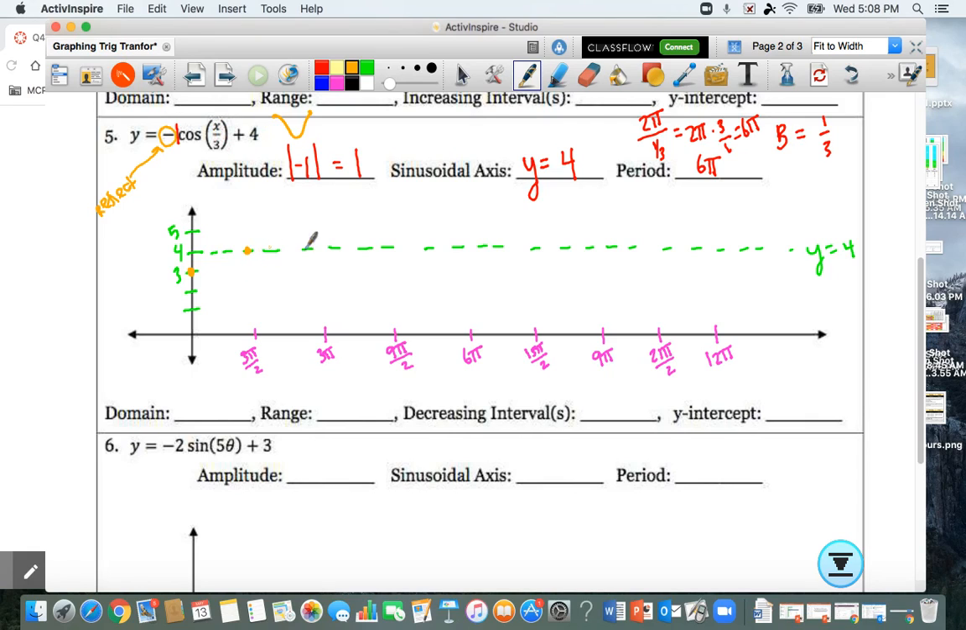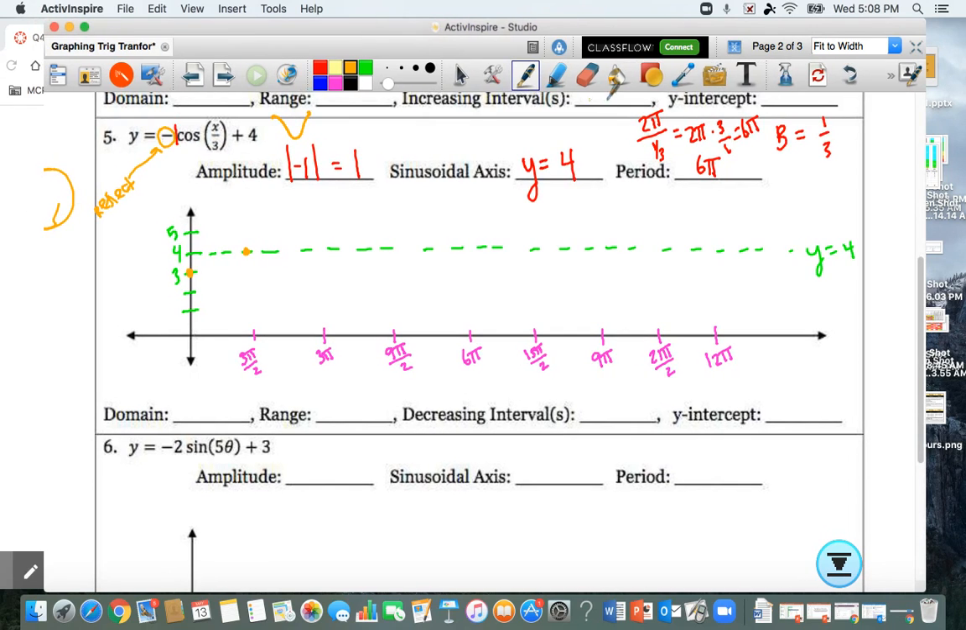Oh, yeah. What if I plugged in 3 pi? 3 pi divided by 3 is pi. The cosine of pi, that's like when you're on the unit circle. We'll draw it right here. When you're on the unit circle, I think that's like right here. So my cosine would be negative 1. Negative 1. Positive 1, right? Double negative. Yeah. 1 plus 4 is 5.